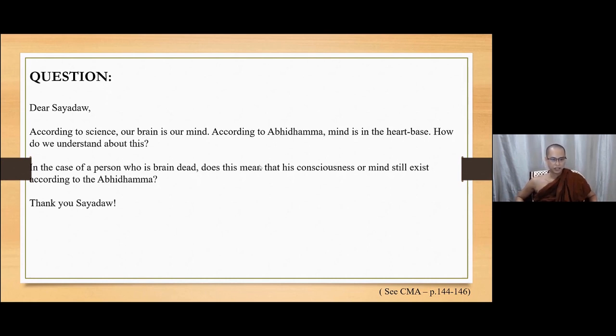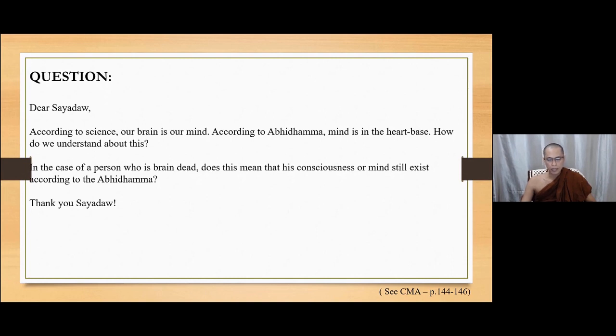Okay, for the past parts, the scientists could only identify the brain as the base of the mind. They identify the brain due to brain waves or the activities of the nerves, and our mind is arising like this. But for the Abhidhamma, the mind comes from the heart base. So the heart base is the profound and deeper place.